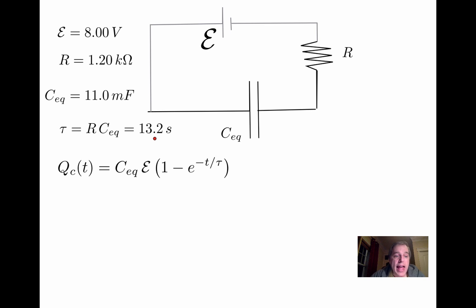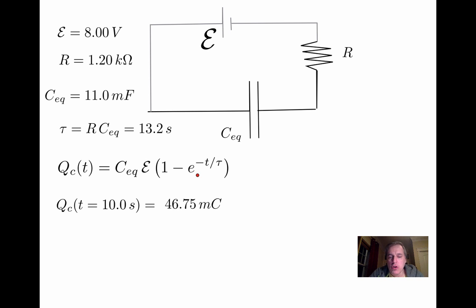That's the time constant. Now we can find, for example, the charge on this equivalent capacitor at any time using this equation here. Notice we use again C equivalent because we're working with this equivalent circuit. So we have C equivalent in the equation here. Now, for example, if you want to find the charge on the equivalent capacitance at 10 seconds, then we know everything. We know C equivalent, E, tau, so we plug in t equals 10 seconds and we get 46.75 millicoulomb.